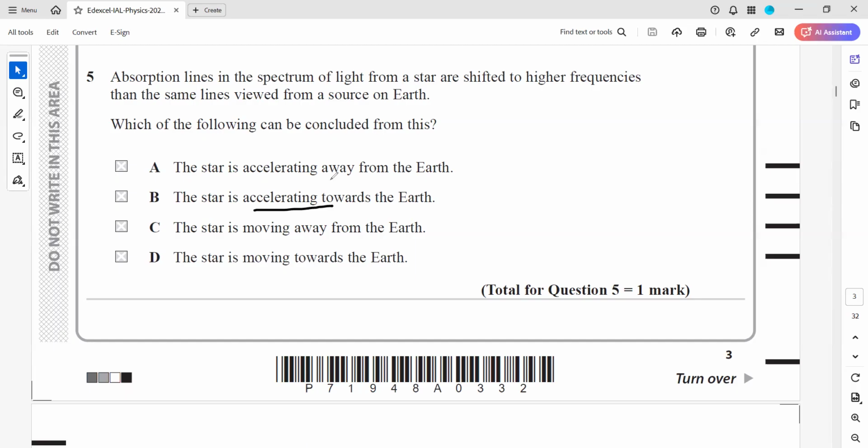Because in the statement they did not specify that the frequency is continuously shifting to a higher frequency; it only mentions a shift to higher frequency. Then we will use the term accelerating. Is it clear?